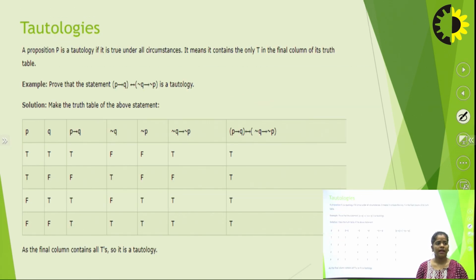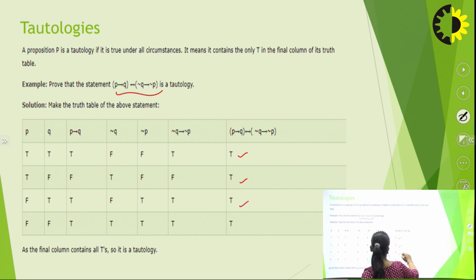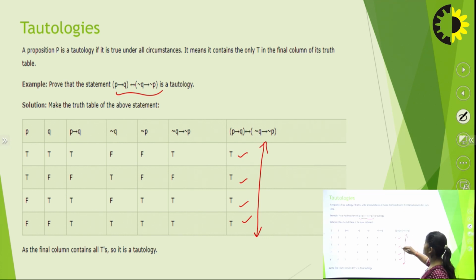The next basic operation is tautology. Whenever the conclusion output in the truth table is true in all the cases, then we can say that this follows a tautology, meaning under all circumstances the value should be true. Here we use an example: prove that this becomes a tautology. By calculating all of these, we get all values true. So if all the outputs become true, then we can say that this follows the tautology.